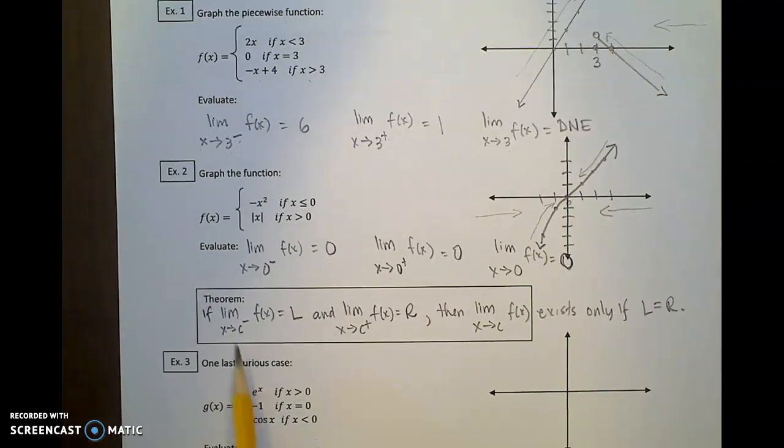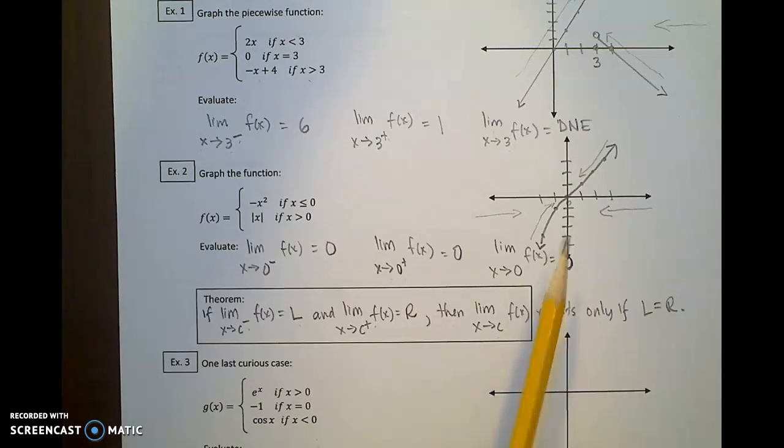Alright, so here's the theorem. If the limit as x approaches c from the left is equal to L, and the limit as x approaches c from the right is equal to R, then the limit as x approaches c exists only if L equals R.